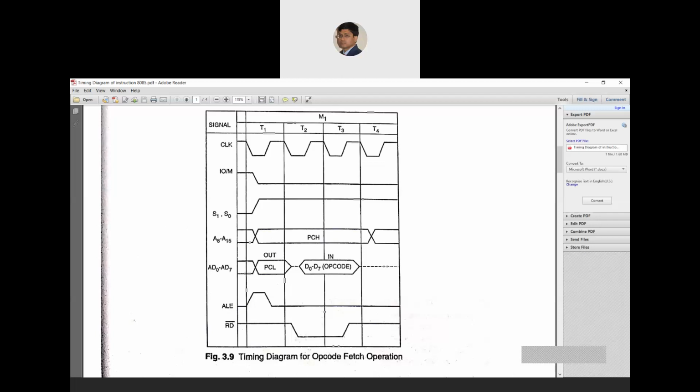Initially, as ALE is high, this 80 to 87 is working as an address bus. Then, through the end of this cycle, it is 0, which means this multiplexed bus is acting as a data bus. So this is the operation of ALE. ALE will decide that this bus will act as an address bus initially, then it will switch to a data bus for the rest of the time.